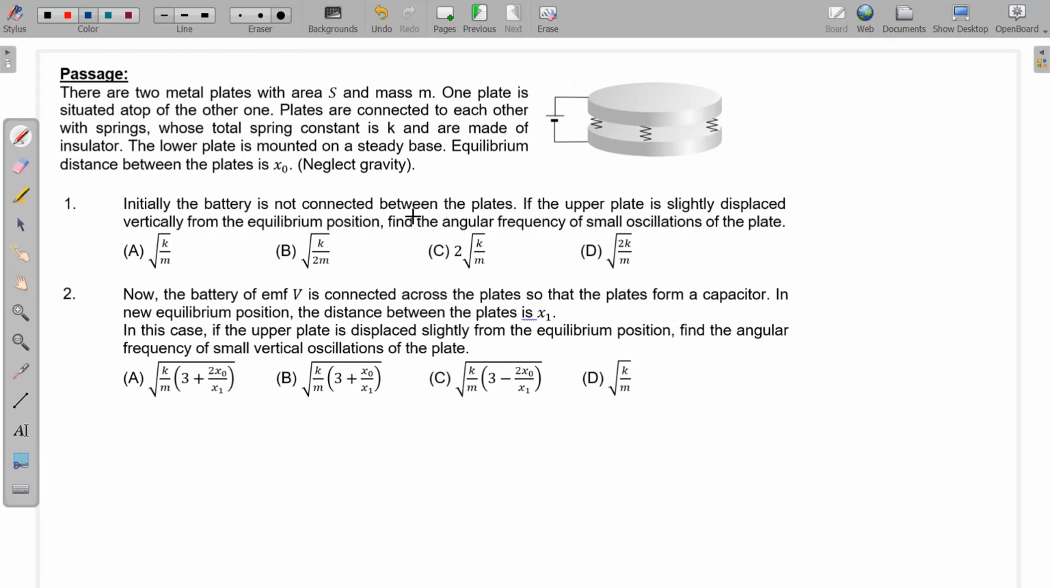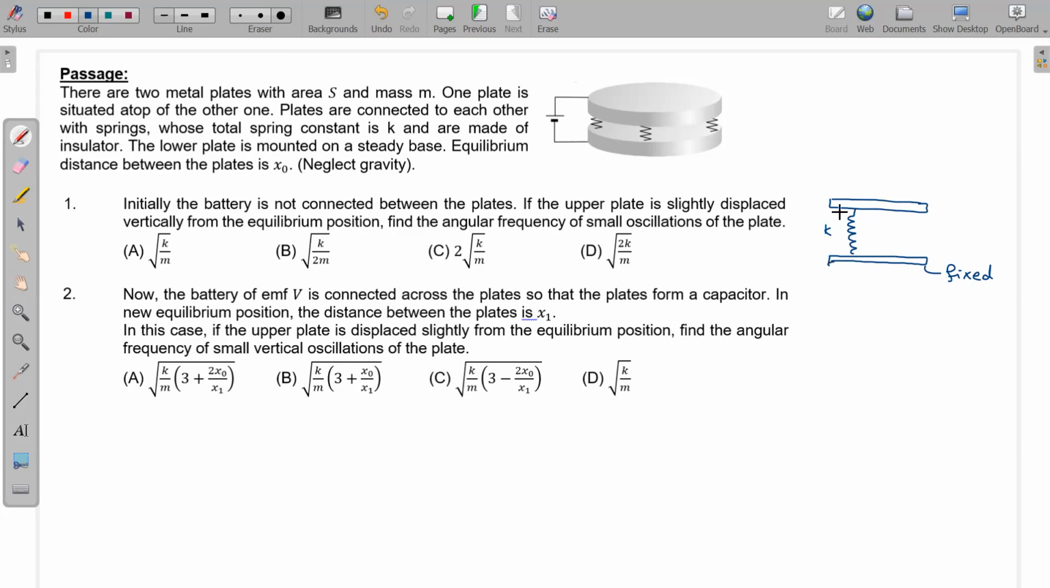In the first part, the battery is not connected between the plates, and remember that there is no gravity. So initially, what can we say here? Let us say this is our top plate and this is the bottom plate, and the bottom plate is kept fixed. Okay, it is kept fixed on the ground, and there is a spring between the plates with an effective spring constant as K.